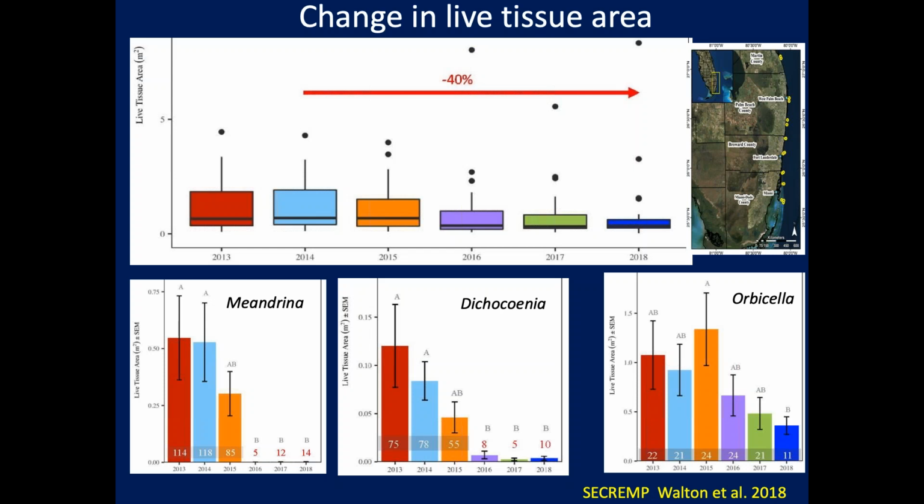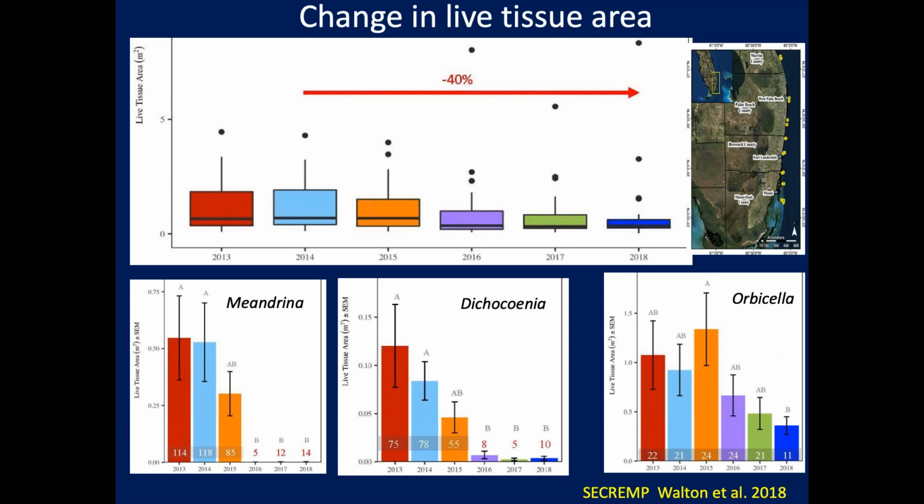In every location within Florida that has been affected by SCTLD, the reefs have shown a rapid loss of live tissue area and a decline in the total number of corals within each site. This figure shows a series of graphs from permanent monitoring stations within Southeast Florida between 2013 and 2018. In the top graph, what you can see is the live tissue area for all the species within those permanent plots. The live tissue declined by about 40% from when the disease was first identified in 2014 to the surveys that were conducted in 2018.